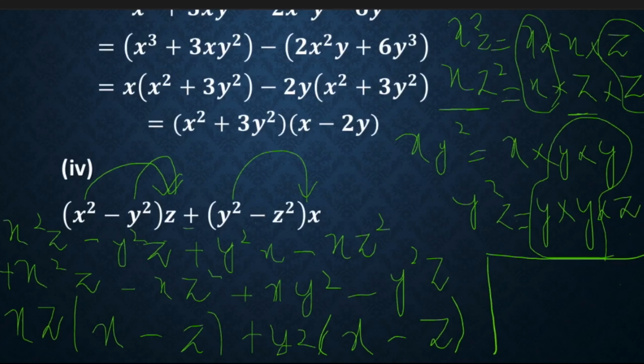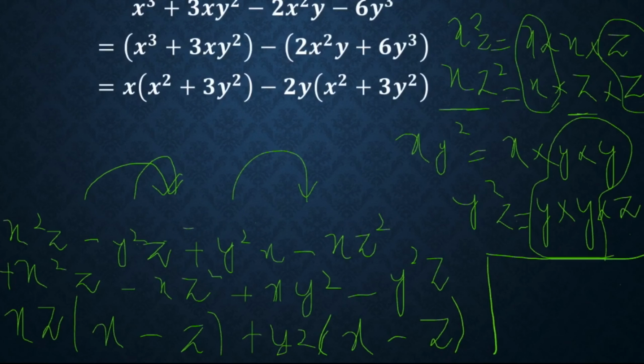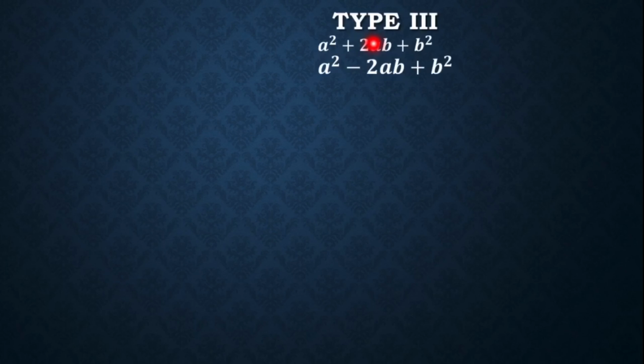Now students, observe that we have x minus z as a common factor, and xz plus y square as the uncommon factor. Now these two are the factors of the expression given to us. Now students, we will move toward type 3.